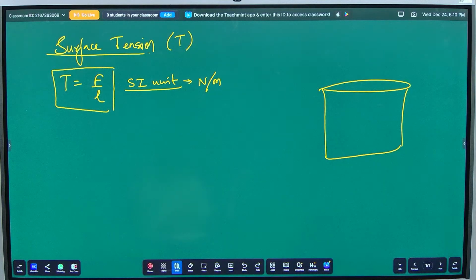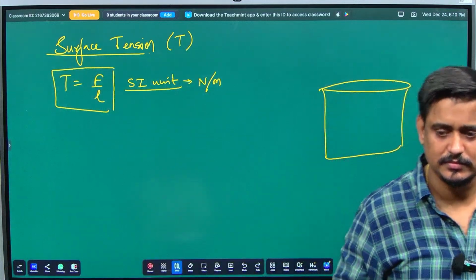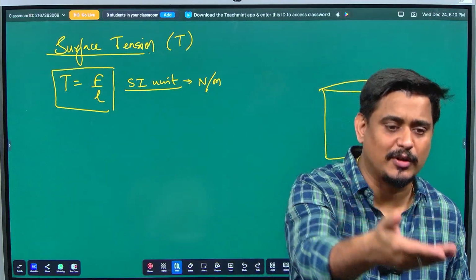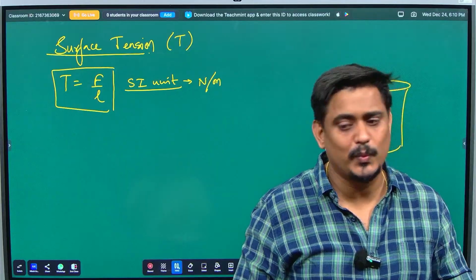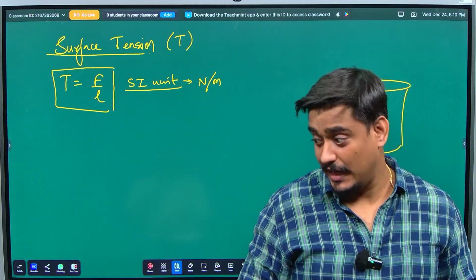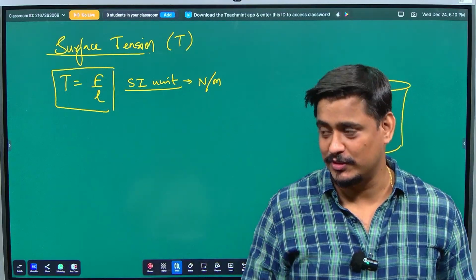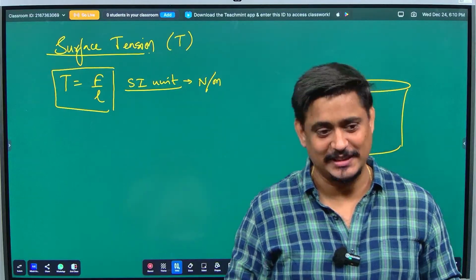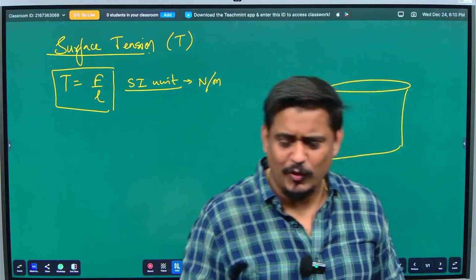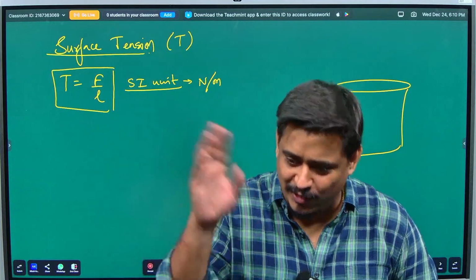Imagine I am having a needle. The needle is made up of steel, isn't it? That needle I am putting in the water. Whether the needle will float or it will sink. What is the principle of flotation or sinking? How do you decide whether you go inside the water, you will float or you will sink?